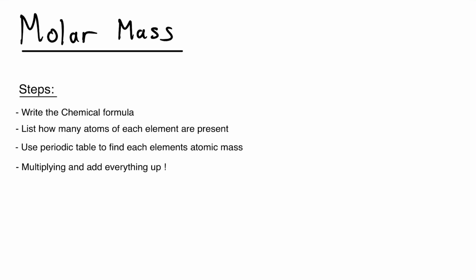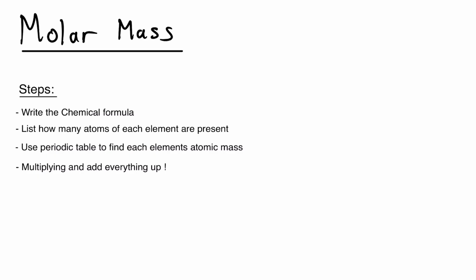Hey everyone. So in today's video, I'll be showing you guys how to calculate the molar mass of a compound, and we'll be going over numerous examples to show this process. So firstly, what is molar mass? Molar mass is the mass of 1 mole of a substance, and it's measured in grams per mole. And you calculate it by adding up the atomic masses of all the atoms in the compound.